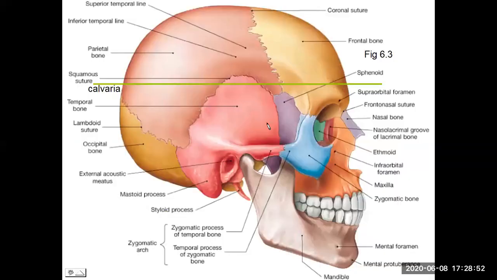There's now the next term, calvaria. And the calvaria is simply when we saw open the skull. So this has to be dissected to see this feature. And it's all of this superior portion, depending on where the cut is made. It's all of that superior portion of the cranium.